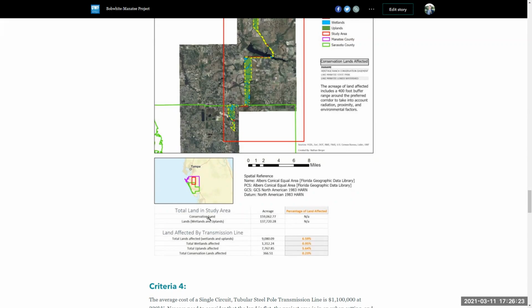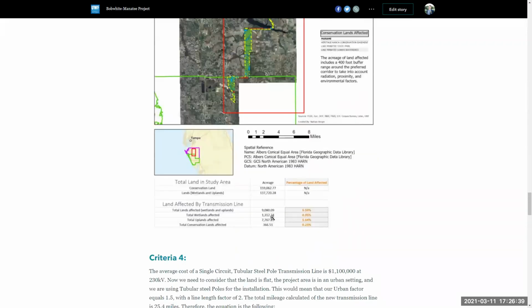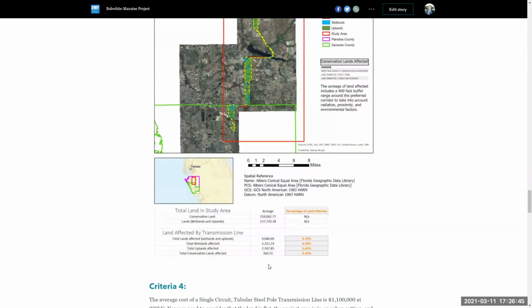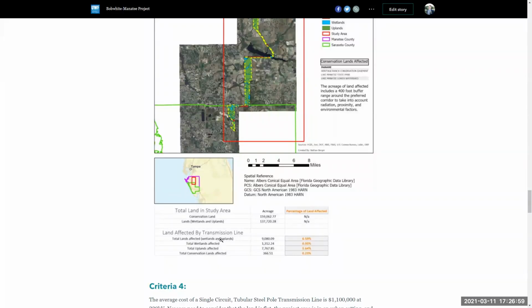So total conservation land is the total conservation land for Sarasota and Manatee County. The total wetlands and uplands, total land acreage, consists of all of the land within the study area red polygon. So then I took the acreage of what I had calculated with my analysis for my overlay tools, and I took this number and I divided it by their totals, and that allowed me a percentage of what land is actually being affected by this project. And so far, it's actually pretty good. So the total affected wetlands and uplands was 6.59%.